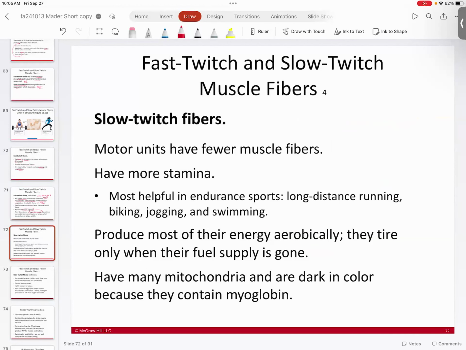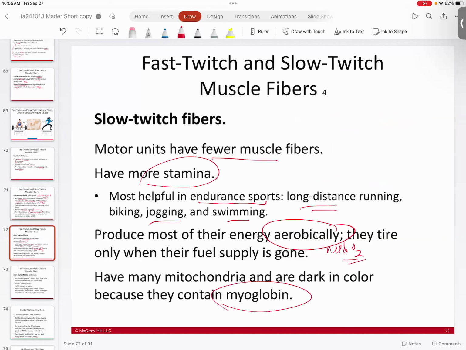Slow twitch, basically, they have fewer muscle fibers per motor unit. This is more of a stamina type of situation, for instance endurance sports like long distance running, swimming, jogging, things like that. Most of their energy is going to be produced aerobically, so they need oxygen, right? They also have a lot of myoglobin because this is storing oxygen, and they have lots of mitochondria because they're doing cellular respiration, and they need a lot of blood, so they tend to be darker in color.